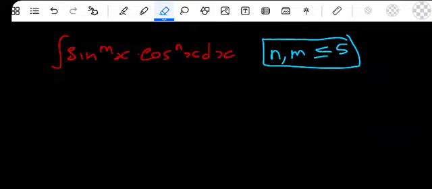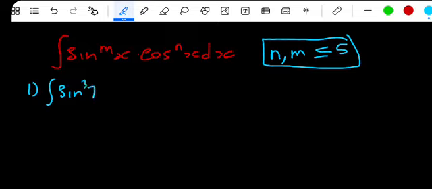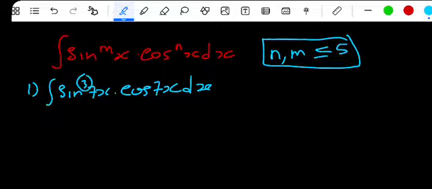Let me just take an example so that you may see. Let's say we are given number 1, the integral of sine raised to the power of 3 of 7x multiplied by cos 7x dx. So how can we integrate this? Check the exponents. I have 3 on the sine, and on the cos I don't have an exponent. It's simply 1.